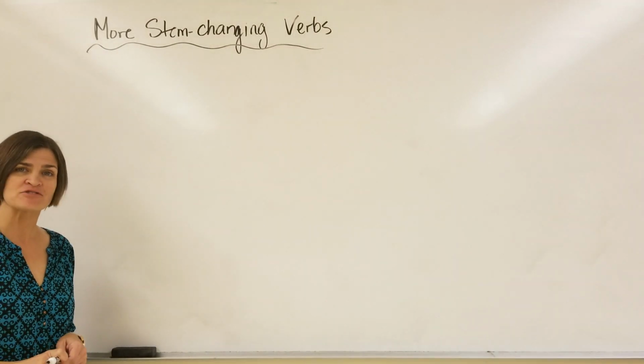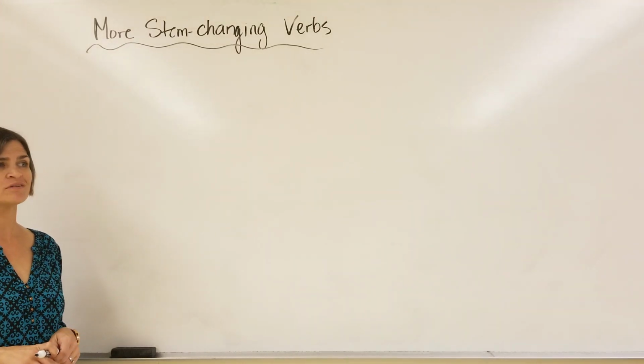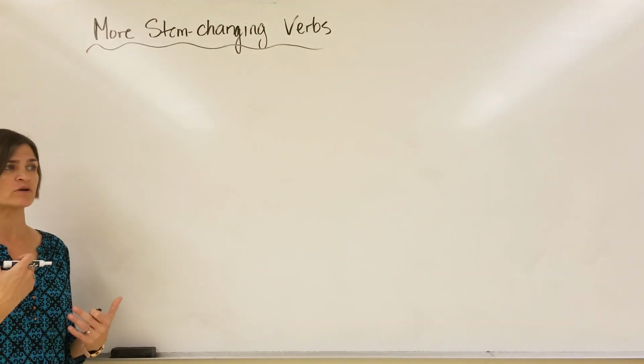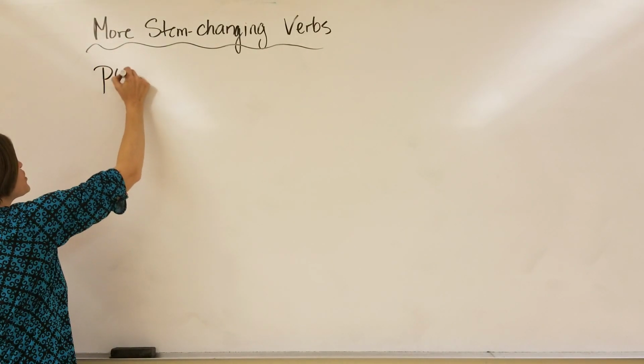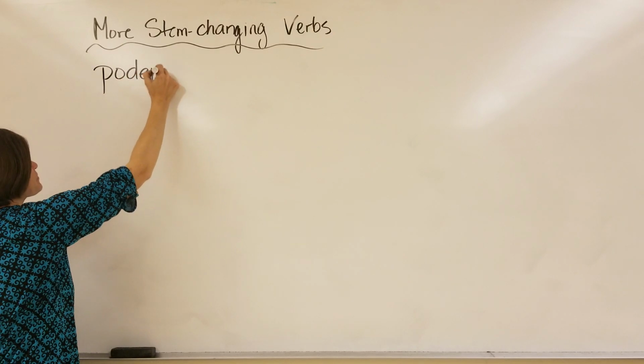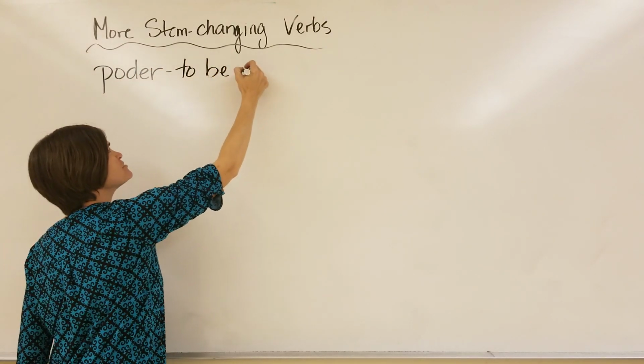In chapter 6A for Spanish 1, we also take a look at a couple more stem changing verbs. One of those verbs we've seen before. We know the yo form and we know the tú form already, and that verb is poder. Its technical definition is to be able to.